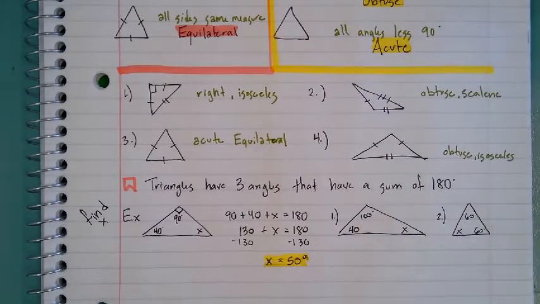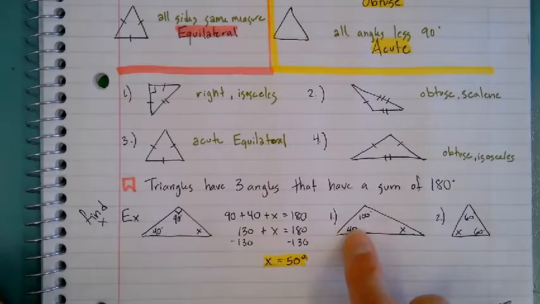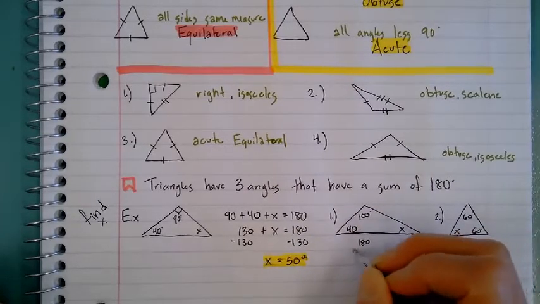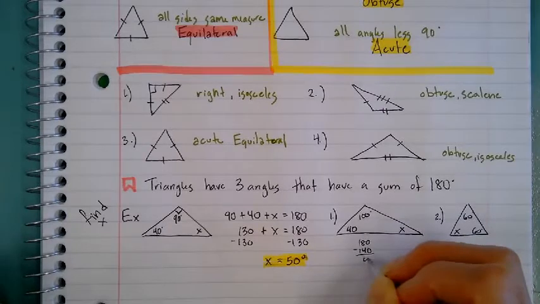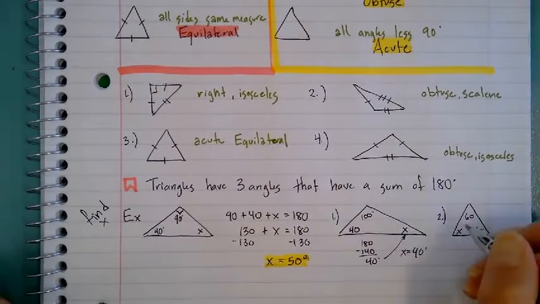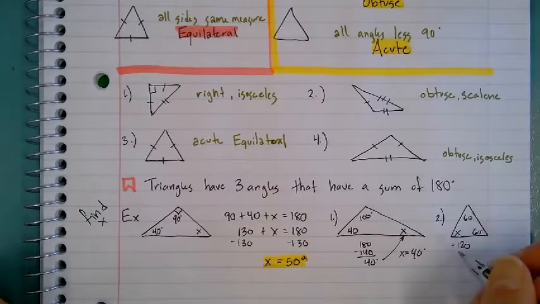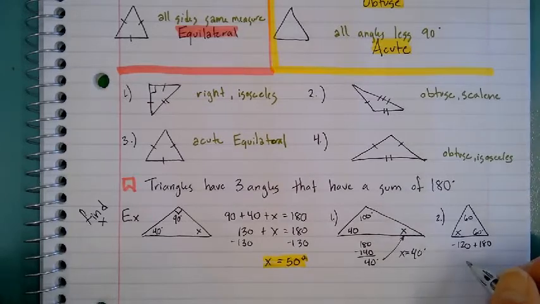Okay. So for this one, you would add 40 and 100 together. And then you could take 180 and subtract 140. So x must be 40 degrees. For number 2, I would add 60 plus 60. That's 120. And then you're going to subtract that from 180. I get 60 left over. So x must equal 60 degrees.